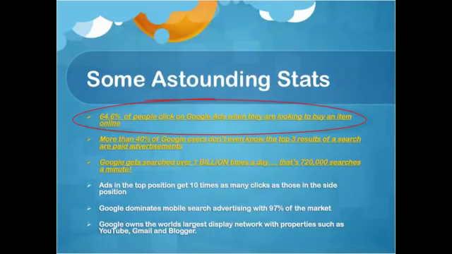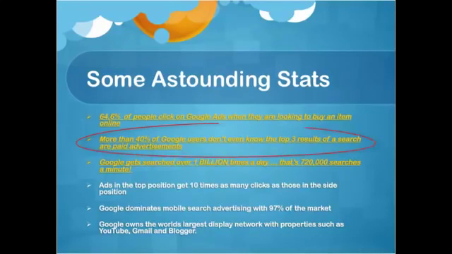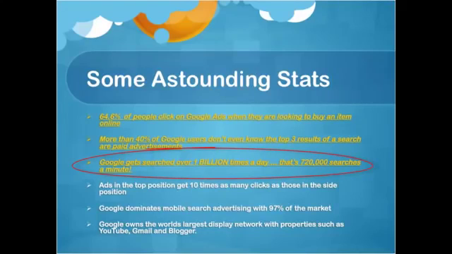64.6% of all Google searches result in someone clicking on one of the top 3 Google ads when they're looking to buy an item. So just in case you were skeptical whether or not people actually click on those ads, they really, really do. And that actually makes sense, because more than 40% of Google users don't even know the top 3 results of a search are paid advertisements. And believe it or not, Google gets searched over 1 billion times a day. That's 720,000 searches a minute.